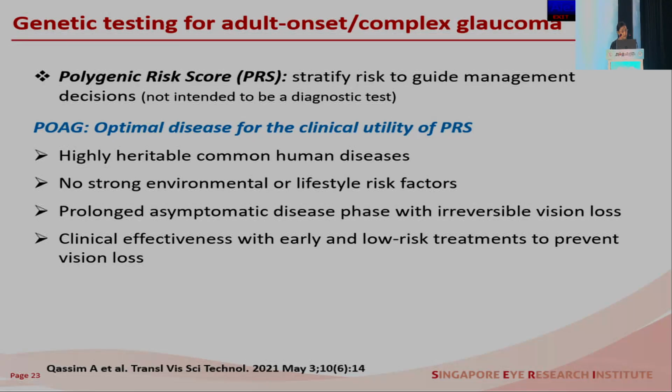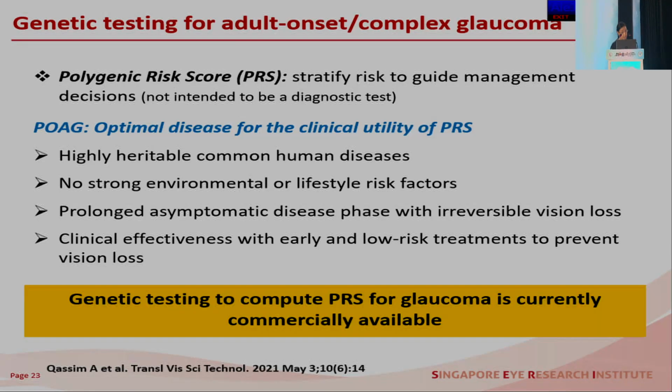And importantly, primary open-angle glaucoma is actually quite an optimal disease for the clinical utility of the polygenic risk score because it's highly heritable, it has no strong environmental lifestyle risk factors, it has a prolonged asymptomatic disease phase with irreversible vision loss, and studies have also shown that early diagnosis and treatment can actually lead to prevention of vision loss. And I think what is really exciting is that we now actually have genetic testing to compute PRS in adult glaucoma that is commercially available.